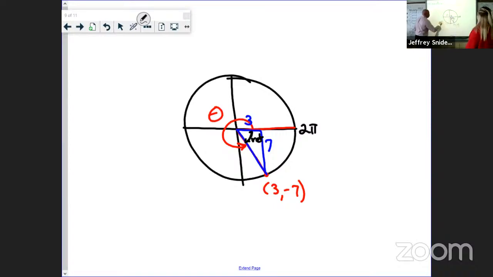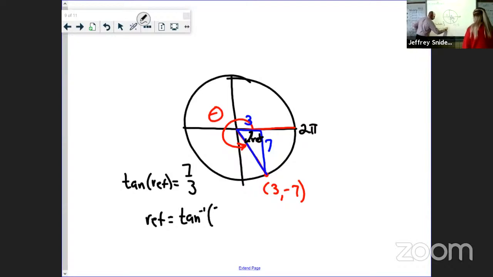So this reference angle, if I'm using the legs, it's the tangent on a right triangle. So the tangent of the reference angle is equal to 7 over 3. First thing is notice that that's y over x. Okay? So the reference angle then is the inverse tangent. That's how you do this.